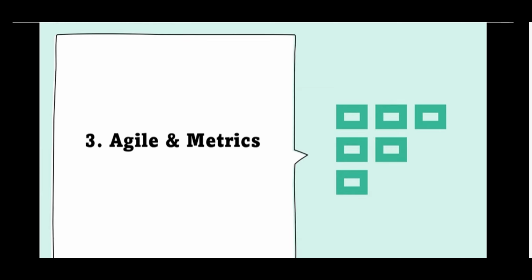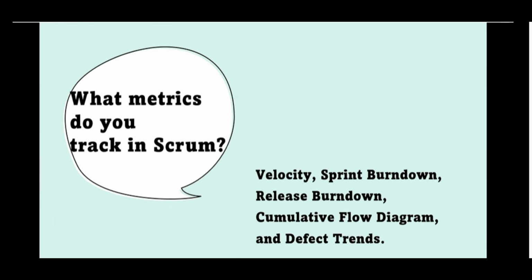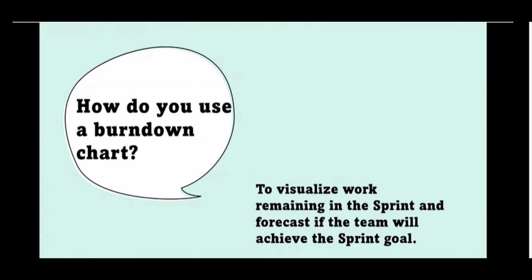Let's start with agile and metrics. What metrics do you track in Scrum? Velocity, sprint burn down, release burn down, cumulative flow diagram, and defect trends. How do you use a burn down chart? To visualize work remaining in the sprint and forecast if the team will achieve the sprint goal.